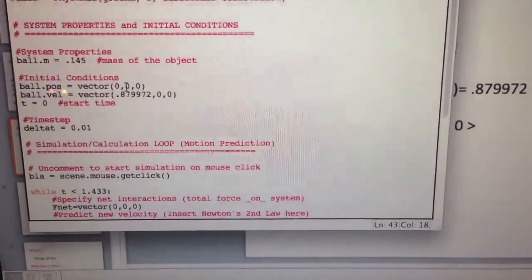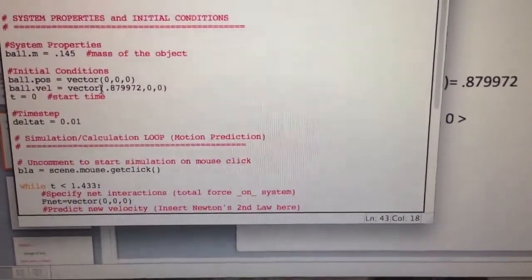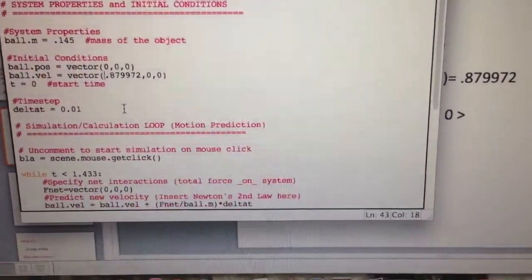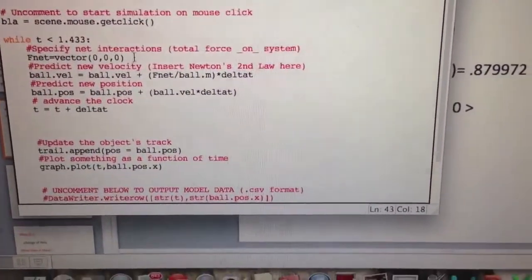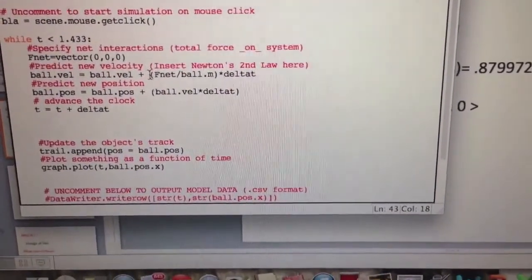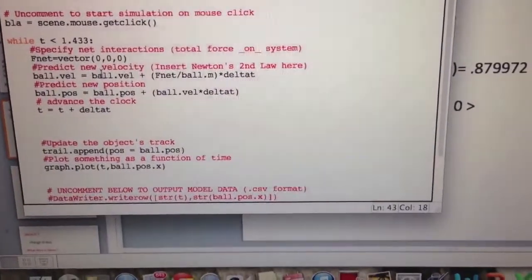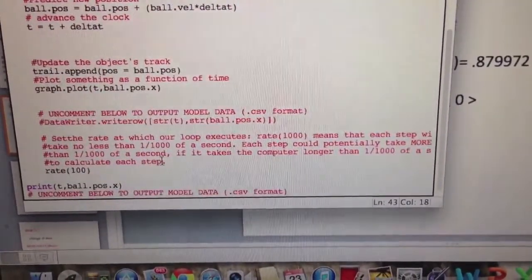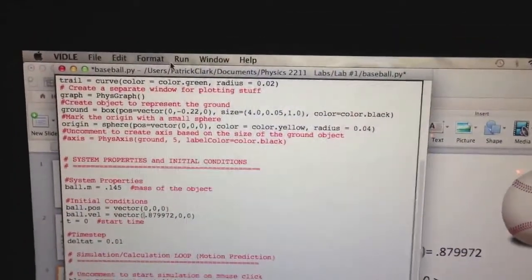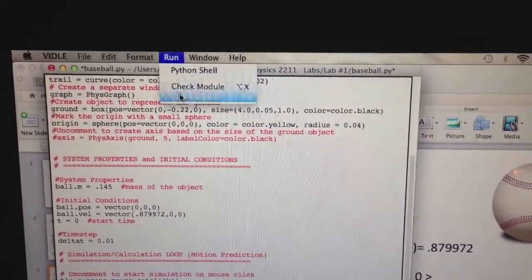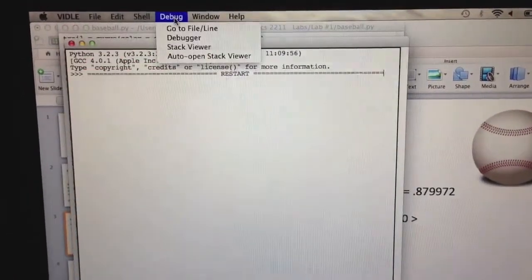The initial position being the origin 0, 0, 0, and our ball velocity being 0.879972. We're going to start at time 0, and right here, because our net force is 0, our final velocity is going to be equal to our initial velocity. So if we run this, he clearly describes how he determines the initial conditions of his computer model from his observations. This is a good model-observation connection.